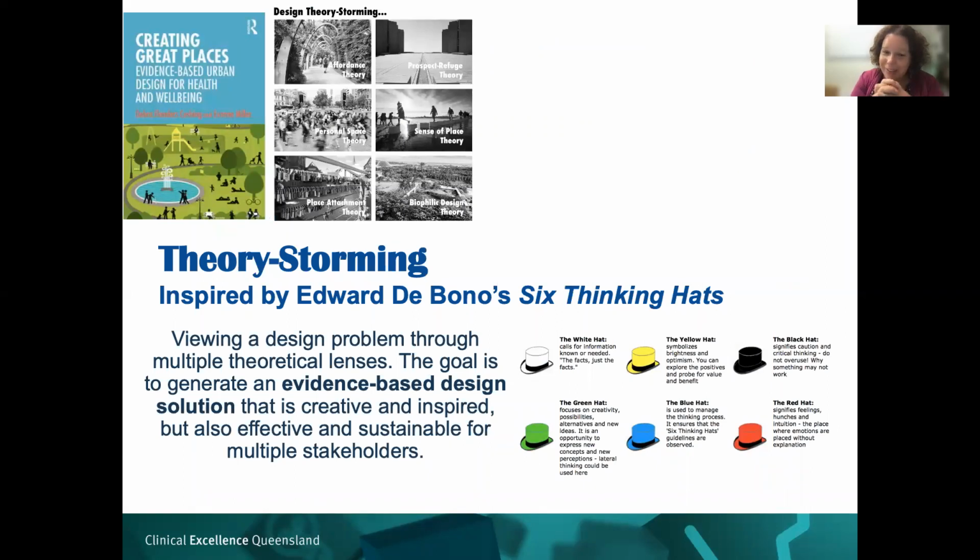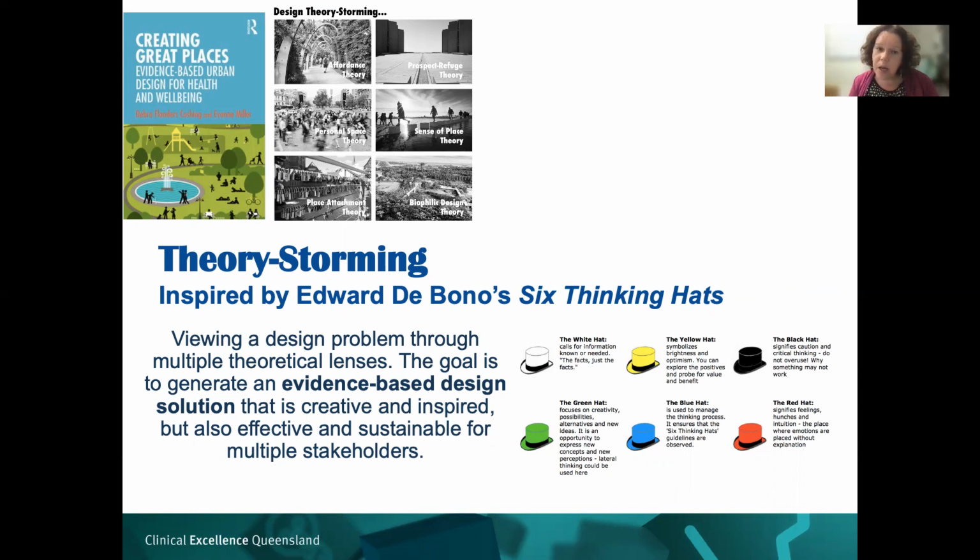I quite like to use this approach that my colleague, landscape architect Deb Cushing, and I coined a few years ago now. We wrote a book called Creating Great Places that talks about different theories designers should use in their practice. And we wanted to make the process of engaging with theory more fun and enjoyable. So we came up with this notion that we called theory storming.